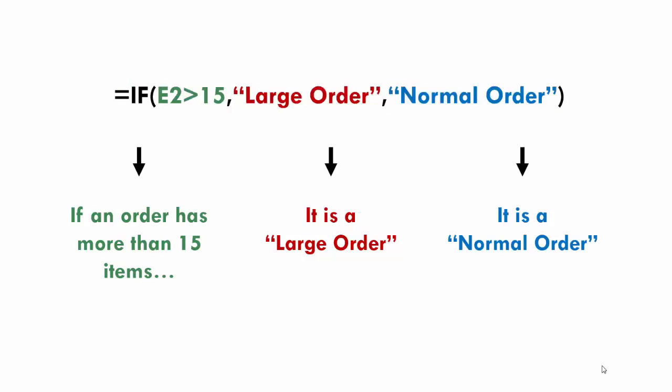So here's an example of what it might look like actually in Excel. We're checking to see if something's greater than 15. If it's true, it's a large order. If not, it's a normal order.